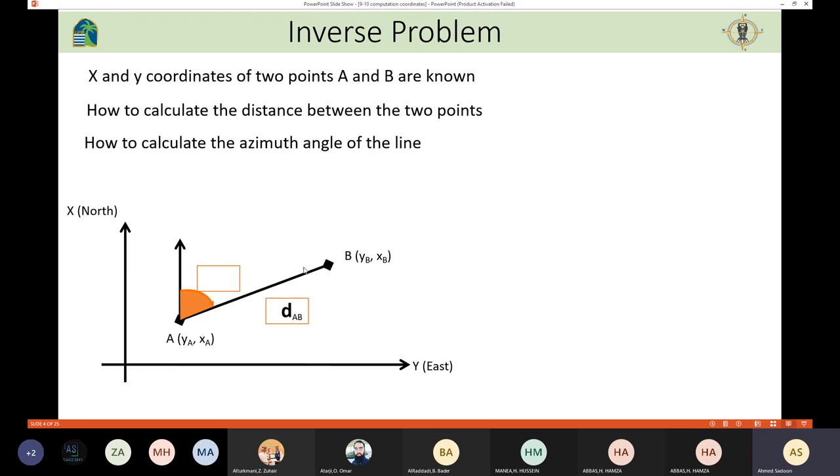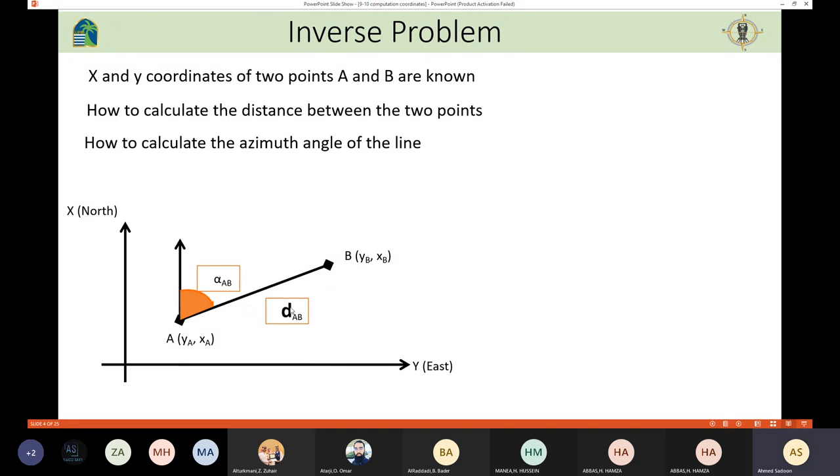In order to draw the azimuth, since A is the starting point, we are going to set up the north at the starting point, and then we are going to move clockwise from the north direction toward the point in question, like that. This angle here represents the azimuth of the line AB. So in the inverse problem, you will be given the coordinates of point A, the starting point, and the coordinate of point B, the ending point, and it's required to determine the distance between the 2 points and also the azimuth of that line.